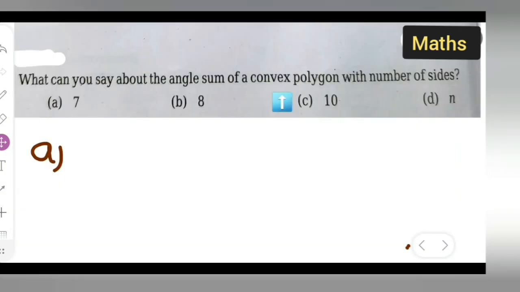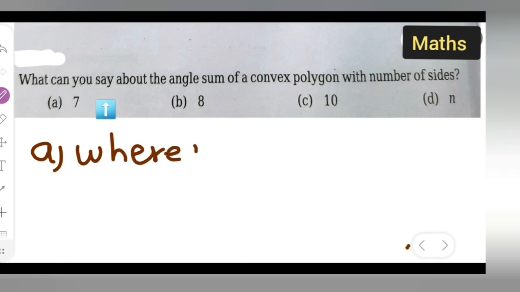So when n is equal to 7, what are you all going to do? First, write down the question: What can you say about the angle sum of a convex polygon with number of sides n equal to 7? Suppose when n is equal to 7, what would you say about this? Directly write down the solution.